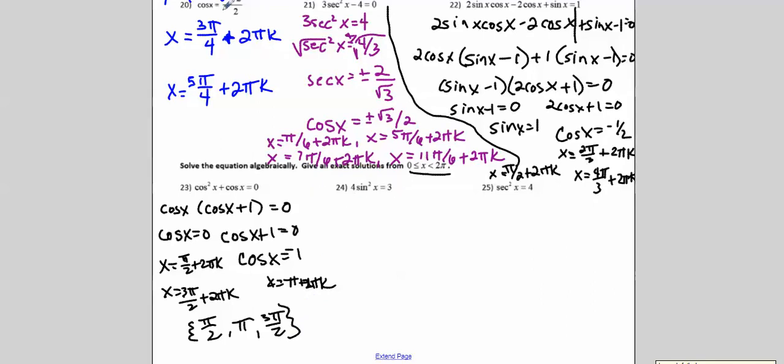Okay, next one, we need to isolate the sine. So I'm going to divide by 4 on both sides, and I get sine squared x equals 3/4. And then I'm going to take plus or minus the square root, so I get sine x equals plus or minus square root of 3/4. And sine x equals plus or minus square root of 3 over the square root of 4, which is 2.